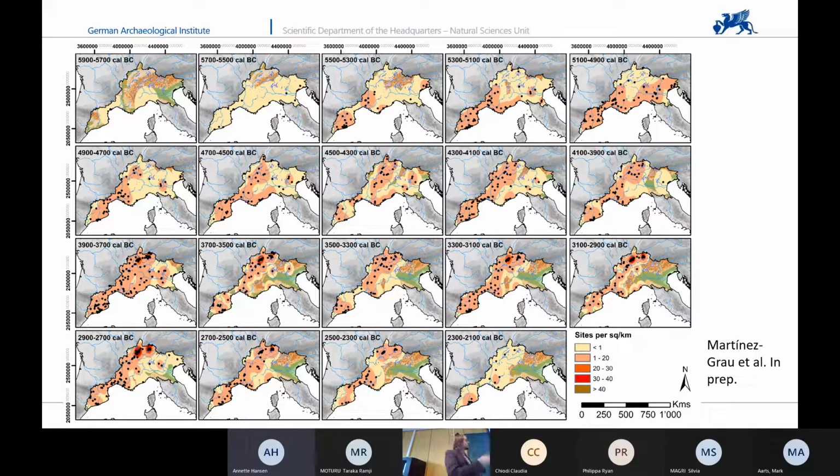Also for you to see that we have settlements in all of these chronological phases. So this is quite intense. There are some areas that are permanently inhabited. Doesn't mean that the spot is inhabited over 3,000 or 4,000 years, but the area, and other areas are only settled at certain moments.